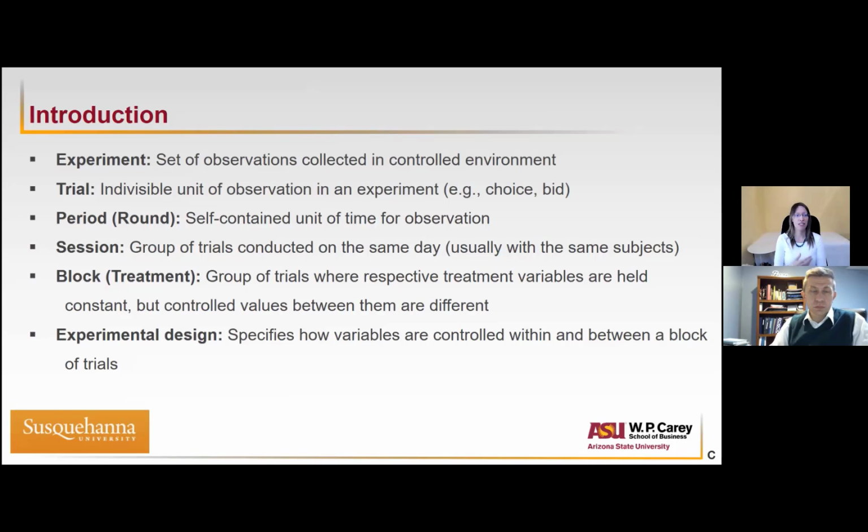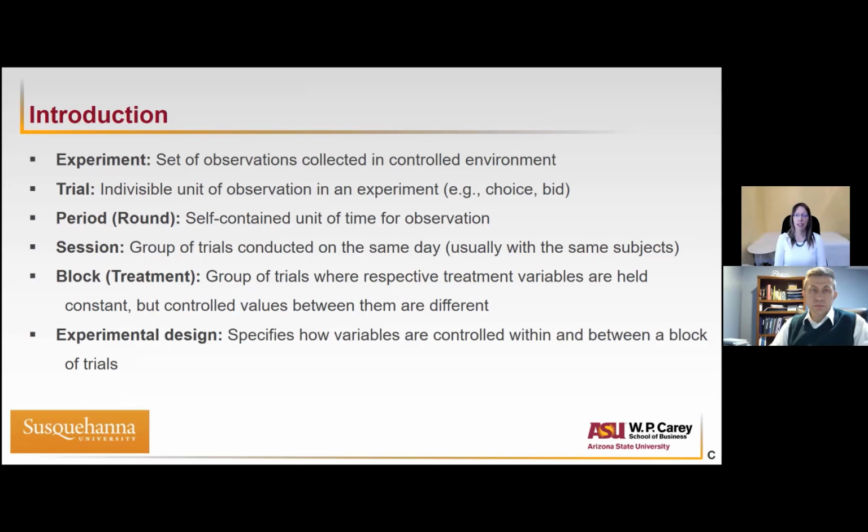And in the same sense, we talk about a trial where we have an indivisible unit of observation in this experiment. So in this case, when I want to know about your willingness to pay for an organic apple, I could use an experimental auction, and you would bid on conventional and organic apples. And then I can compare. Are you actually willing to pay more? So the bid would be the trial here.